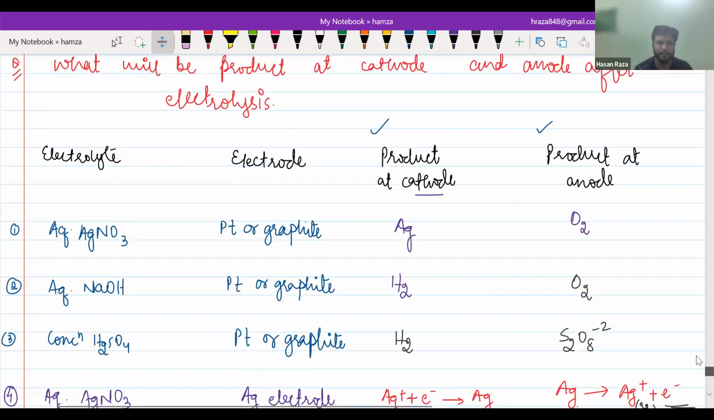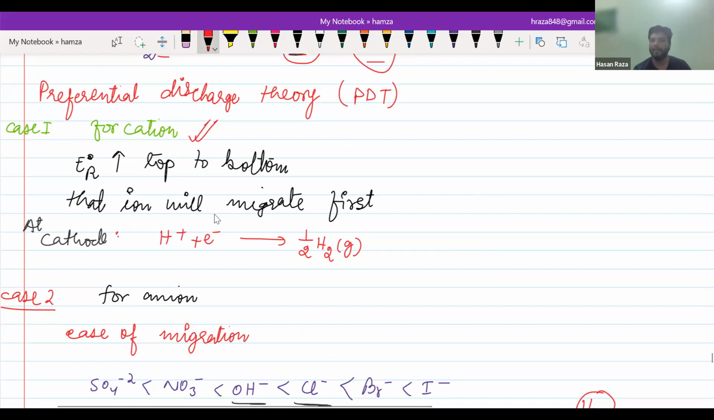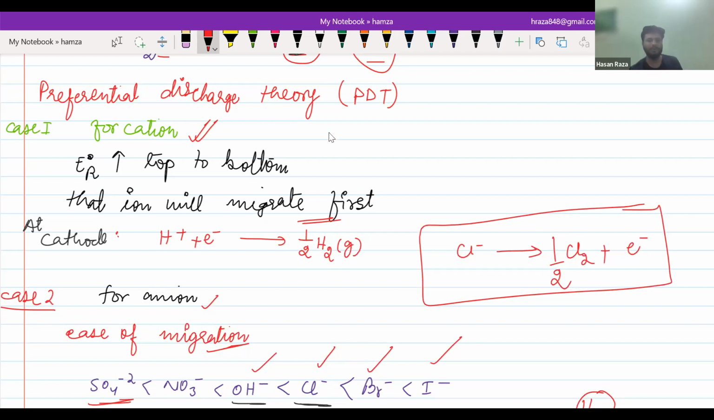This is for cation: the ion whose E naught R value increases will migrate first. For anions, you can see SO4 minus 2 has the lowest ease of migration, and the highest is I minus, Br minus, Cl minus, OH minus. So we had two options, Cl minus and OH minus. Which one will migrate? Cl minus. And Cl minus will be converted into Cl2, losing one electron. So this will be the balanced equation.